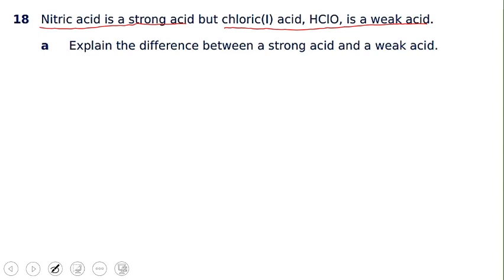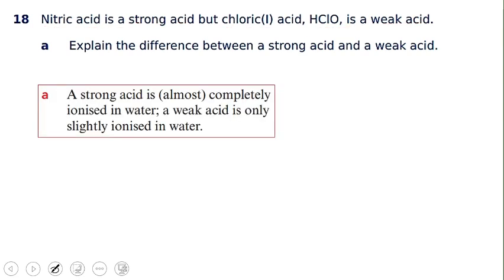Actually, the strong and the weak acid have a difference in dissociation. Dissociation means breakdown of the acid. A strong acid can completely break down or dissociate, but a weak acid will not completely dissociate. It will only partially dissociate, not completely. So that is the main difference between strong acid and weak acid.